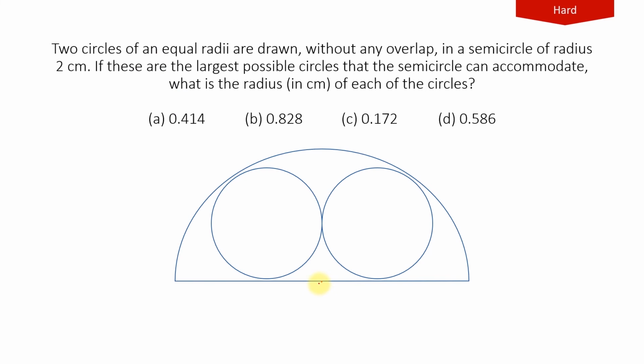Now in this question we are given that there is one large semicircle in which two circles of equal radii are drawn. There is no overlap between these two circles. The radius of the larger semicircle is 2 centimeter. Now we have to find out the largest possible circles that we can draw within this semicircle. So we have to find out the radius of these two small circles that have been inscribed inside the semicircle.